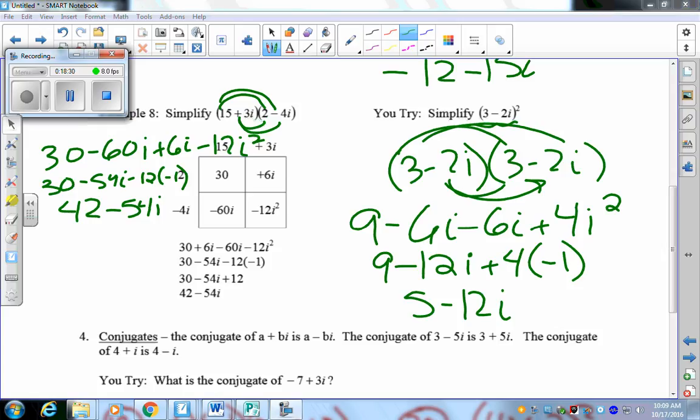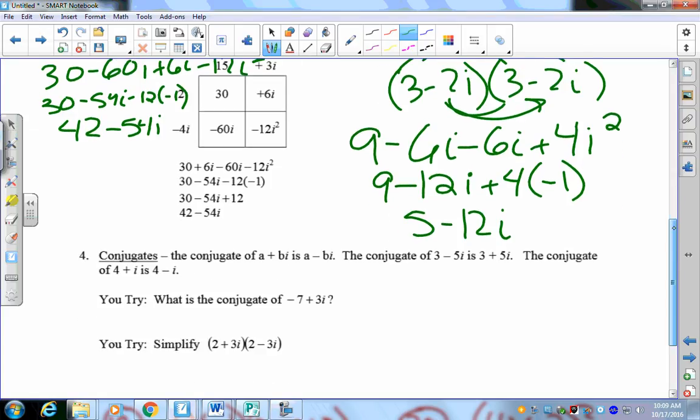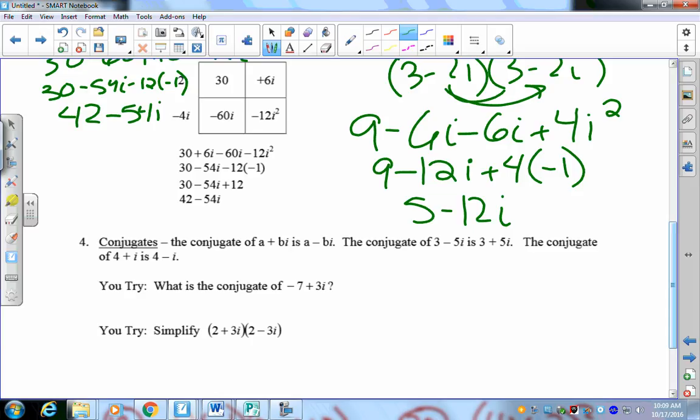All right, so conjugates, same rule applies, whether I have a variable, a radical, whatever. A conjugate is when you have 2 binomials when your sign in the middle is opposite. So the conjugate of 3 minus 5i is 3 plus 5i. The conjugate of 4 plus i is 4 minus i. All right, so what is our conjugate of negative 7 plus 3i? That's right, it's negative 7 minus 3i.